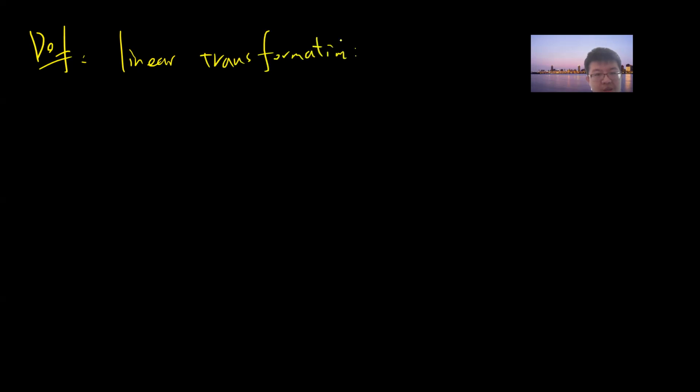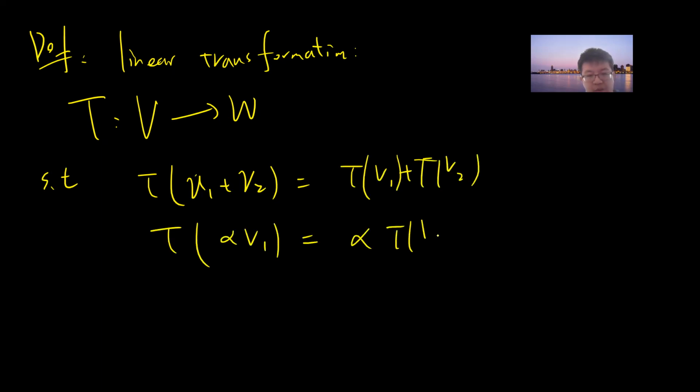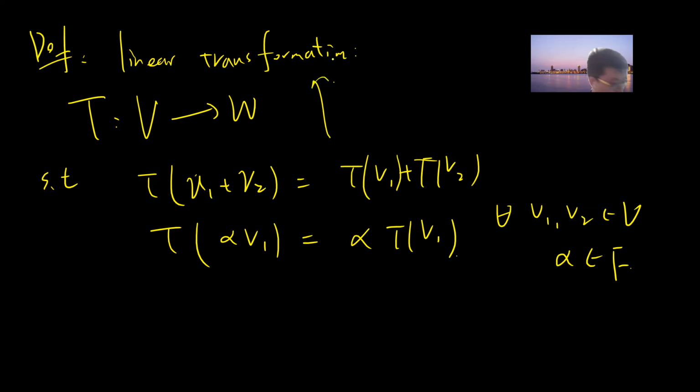Okay, the next is linear transformation. Given vector spaces V and W, a linear transformation from V to W is a map T such that T(V1 plus V2) is T(V1) plus T(V2), and also T(alpha V1) is alpha T(V1), for all V1, V2 belonging to V and all alpha belonging to the field. Once you satisfy these two, it is called a linear transformation.